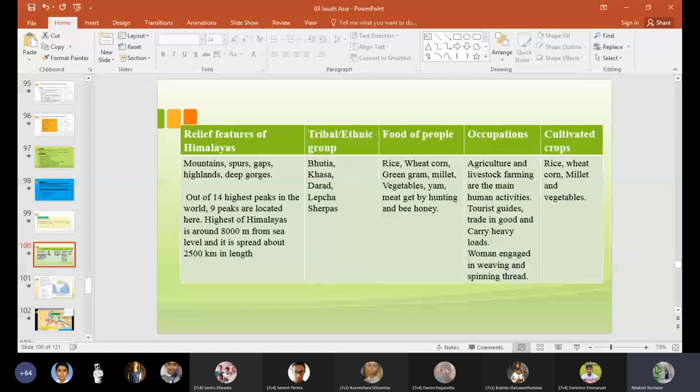Excuse me, teacher, what's the time limit for the presentations? About 10 to 15 minutes. Excuse me, teacher, can I show the presentation about the rivers of South Asia?